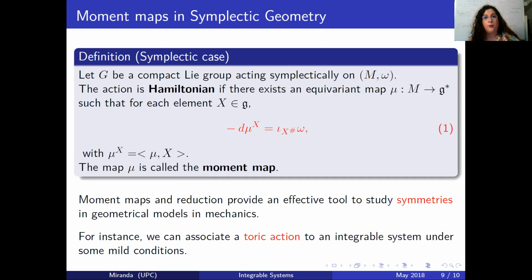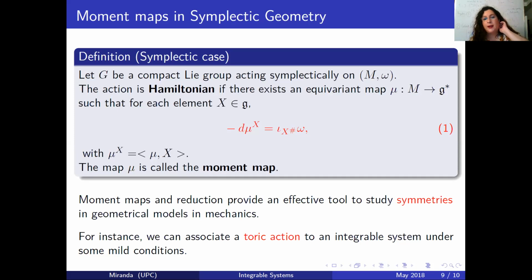And now we assume that the action is not only symplectic, but Hamiltonian. Okay? And we say that the action is Hamiltonian if there exists an equivariant map. So we need to assume that there exists first a map that goes to the dual of the Lie algebra. And the first time you see this formula, you need to think about this. In the case in which the group is the torus, that's much easier. But here in this course, we have dealt with general Lie groups. Why not?